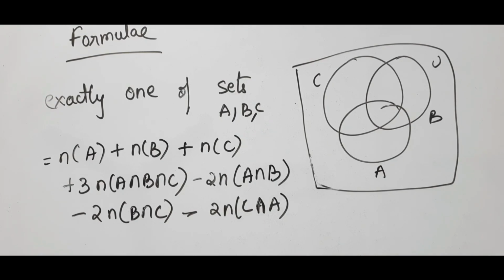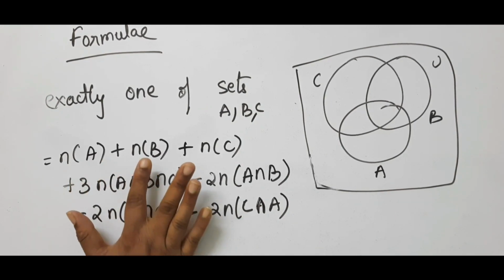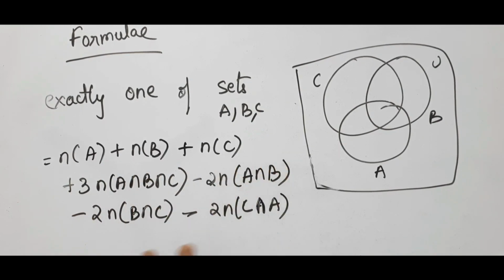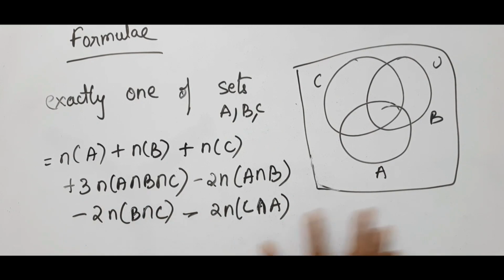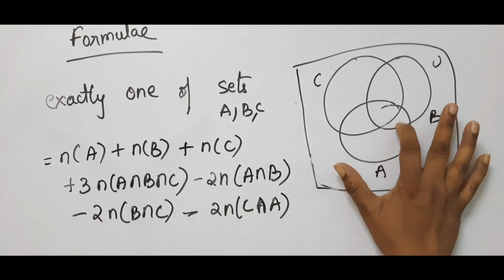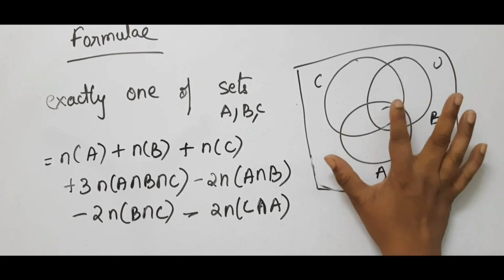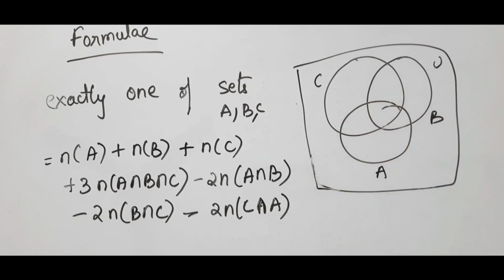If you want a set which contains the elements which belong to those sets only, they are not the common elements, then the shortcut method is number of elements of set A, set B, set C, plus 3 into number of elements of A intersection B intersection C, this part, minus 2 into this part, minus 2 into this part, minus 2 into this part. Okay, is it clear?